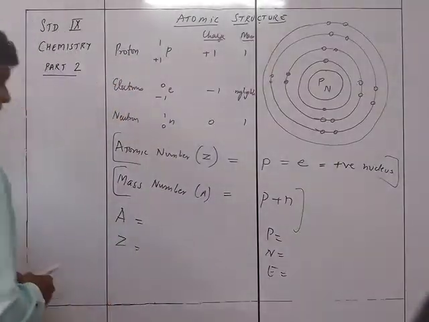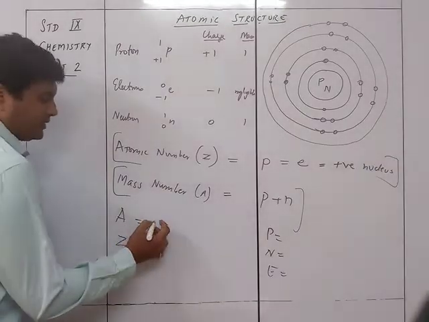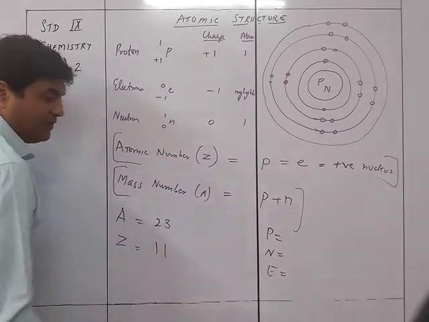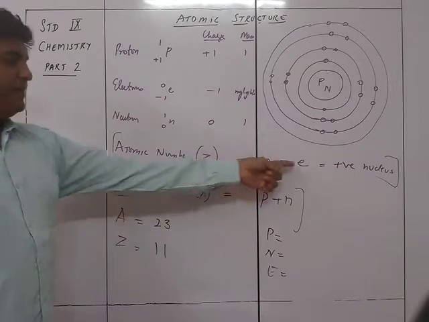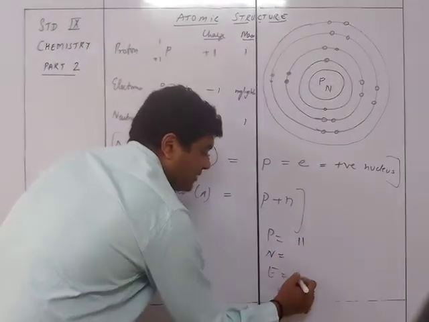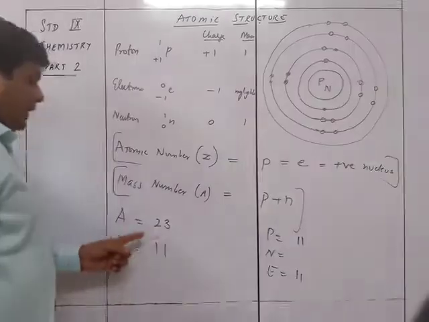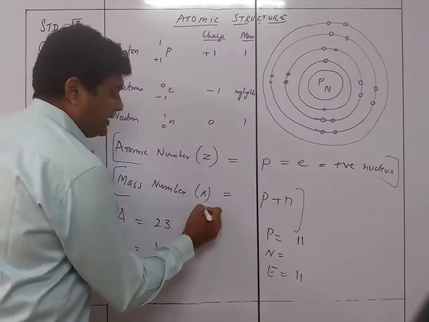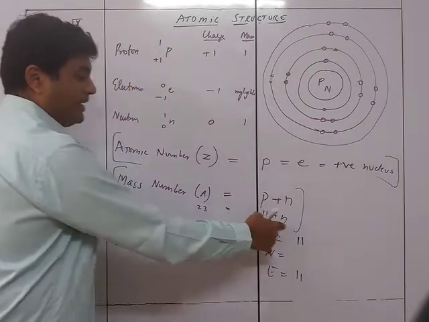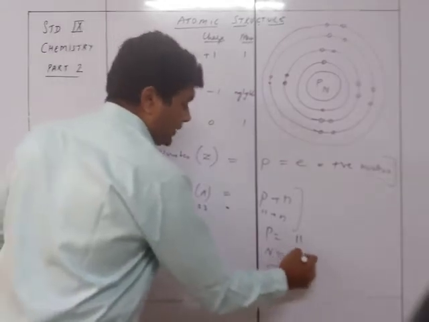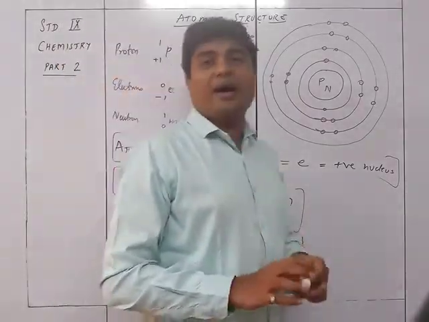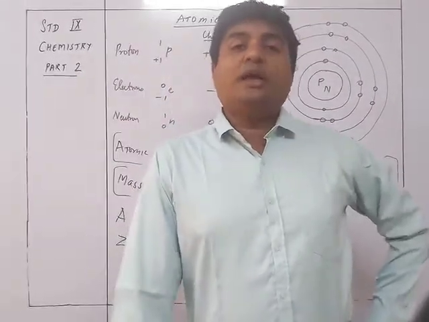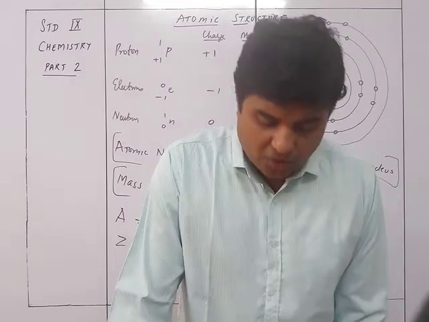So let's see what happens over here. Suppose the mass number is, let's say, 23 and the atomic number is 11. So I know that Z is equal to P is equal to E. That means there will be 11 protons and 11 electrons in it. And you need N over here. So I know that 23 is equal to 11 plus N. So what will be N? N will be 23 minus 11, so that will be 12. So in this way, I can find out the number of protons, electrons and neutrons present in an atom if I know the atomic number and the mass number of that element.